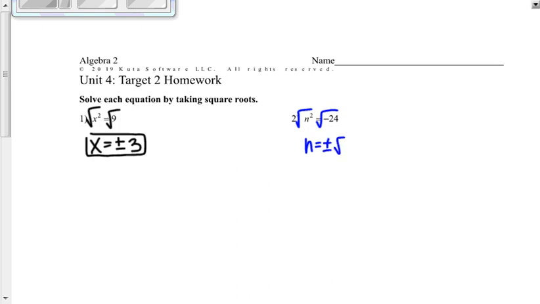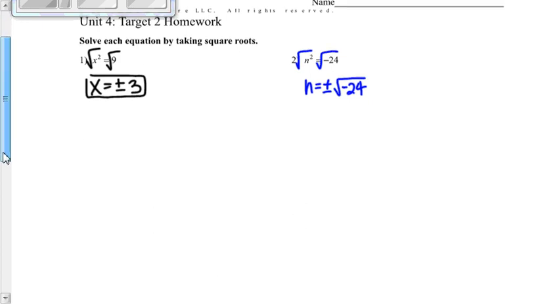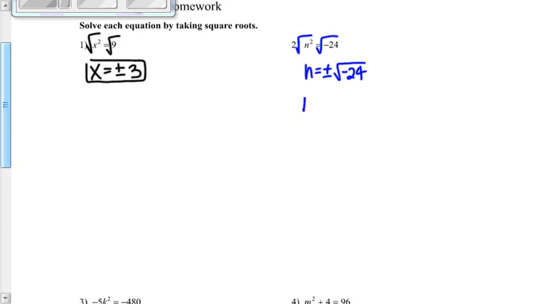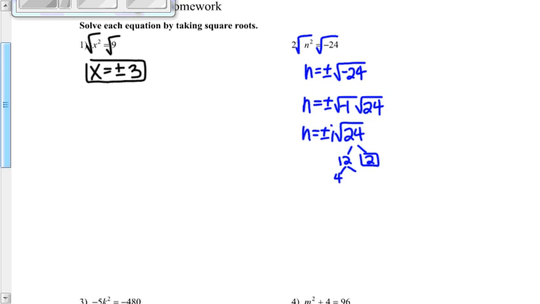Now this is not a perfect square, so let's talk about how we'd simplify that. So first of all, there's a negative under the square root. So we have the square root of negative 1 and the square root of positive 24. So remember the square root of negative 1 is i. And then 24 isn't a perfect square, but it can be simplified. So if we make a factor tree, I'm going to choose 12 and 2. And I'm going to choose 4 and 3. And then 4, I'm going to choose 2 and 2.